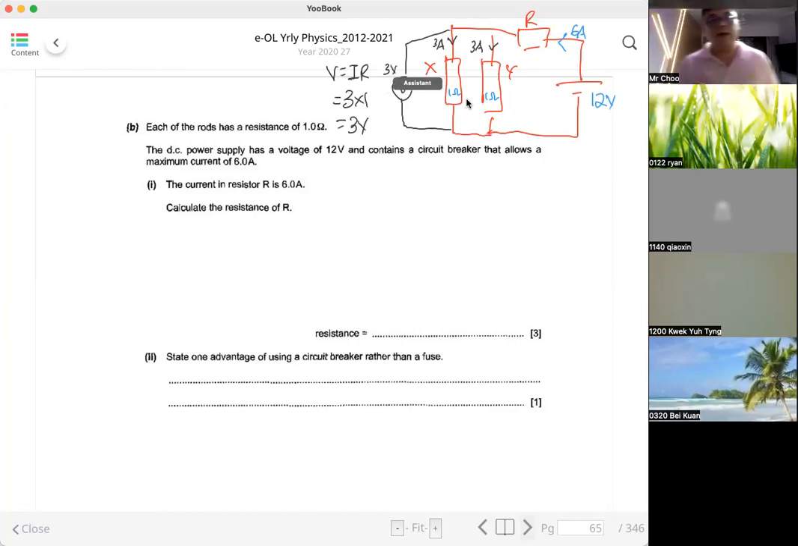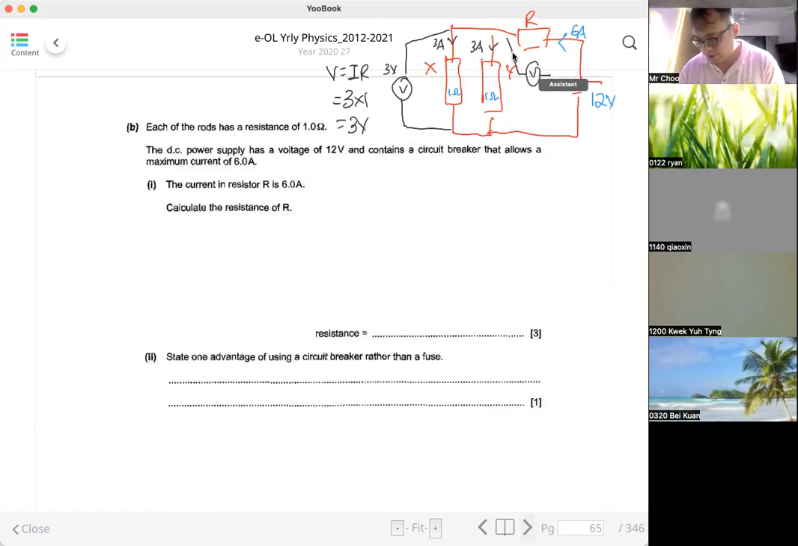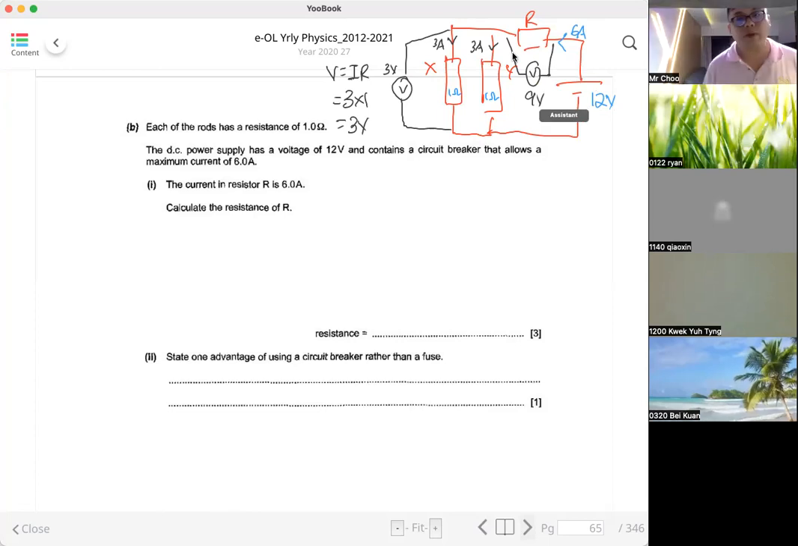Clear? So the entire circuit is run by 12 volt. This part is 3 volt. So the remaining part here, if I were to put a voltmeter across the arrow, it will actually show 9 volt. Clear so far? Because this point here is just 3 volt, the remainder is 9 volt. Can you see that? Oscar, well done. Bei Kwan, can you move from here?